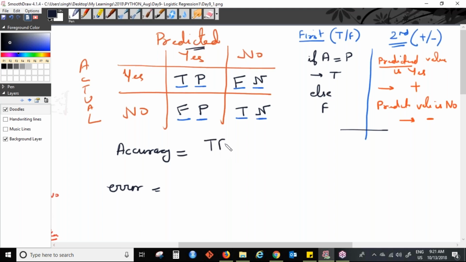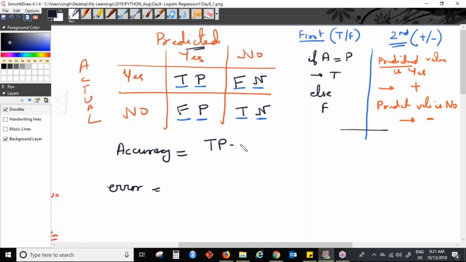Yes, I will add true positive plus true negative. These two numbers are good for me, right? These two good numbers divided by total. Similarly, the error will be false positive plus false negative divided by total.